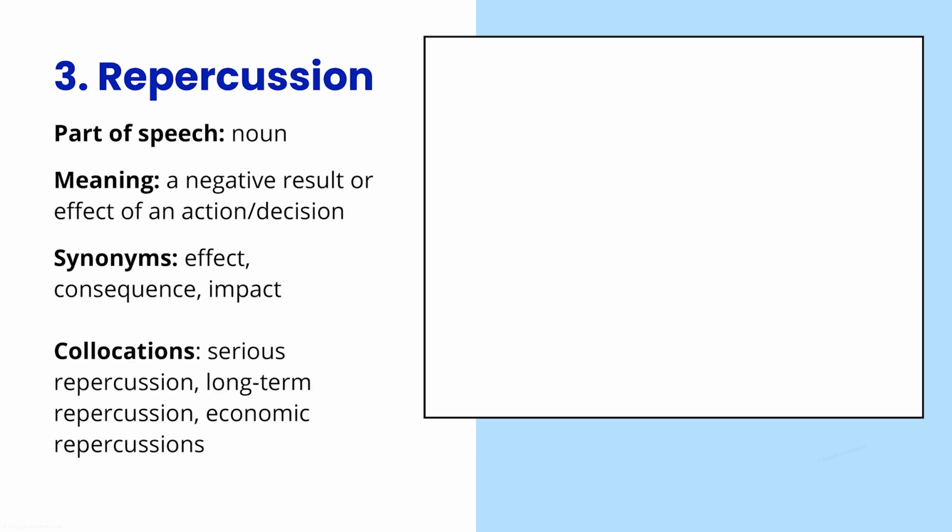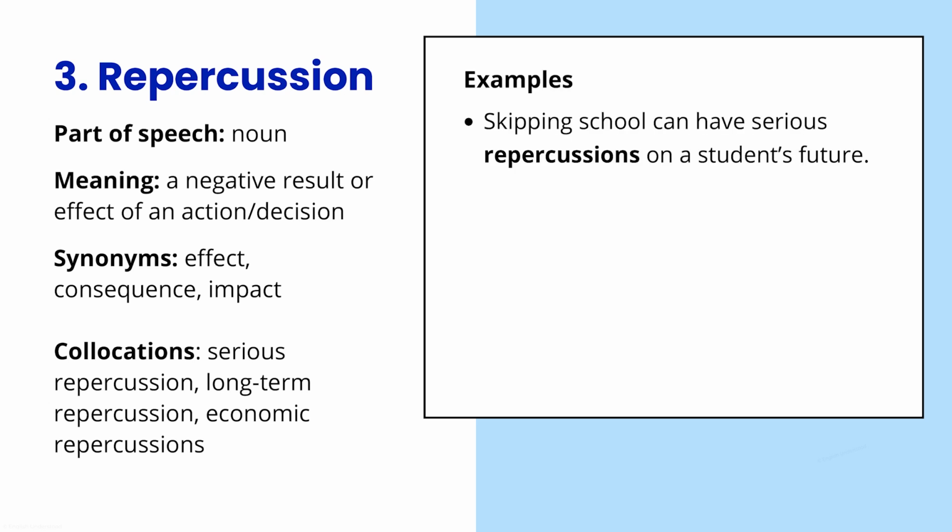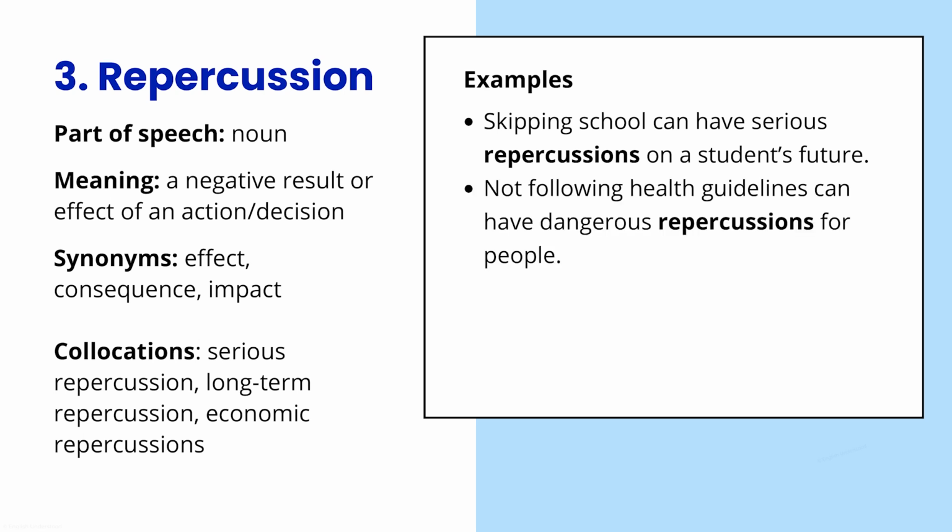Some collocations are serious repercussion. So this simply means a serious or a strong negative result. Long-term repercussion, economic repercussions. Here's an example. Skipping school can have serious repercussions on a student's future. So this simply means that if students skip school, if they don't go to school, this can have big negative effects for them.